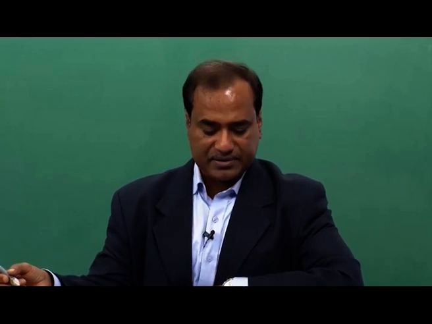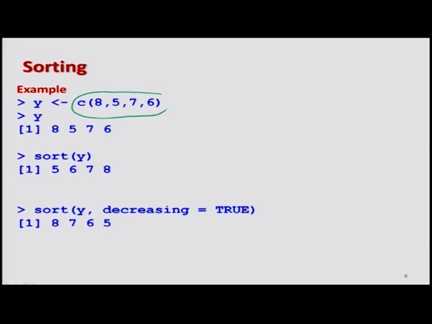So, now let us take some example and try to understand how R is working. I take a vector of 4 values 8, 5, 7 and 6, which are combined by c, and this vector is our y. You can see here this is my y vector. Now, let us see what the sort command does over this vector y. One thing you have to keep in mind is that the default is to arrange the values in ascending order.